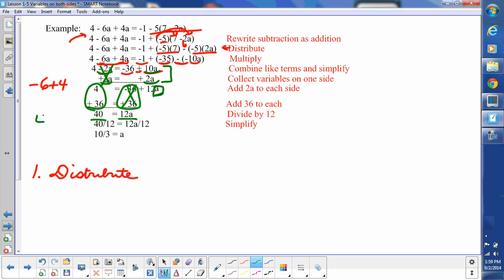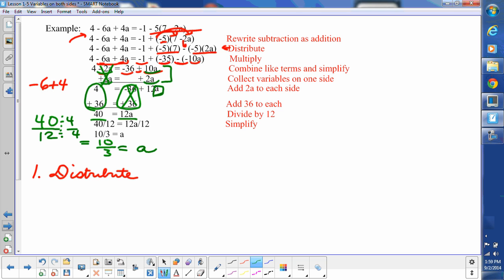When we reduce the fraction, 40 over 12, we're going to divide top and bottom by 4. 40 divided by 4 is 10. 12 divided by 4 is 3. Here's our answer. So what do we do in this problem?